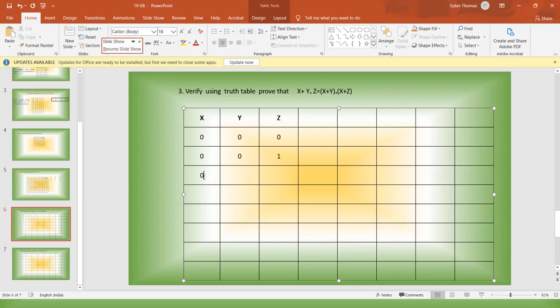So here 0, 1, 0, that is 2. And next is 0, 1, 1, that is 3. And next is 4, it is 1, 0, 0. Next is 5, 1, 0, 1. Next is 6, 1, 1, 0. And next is 7, 1, 1, 1. So these are the combinations of input values.